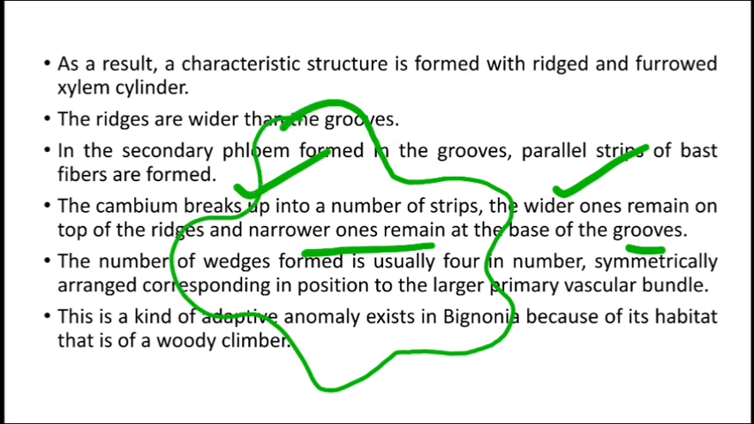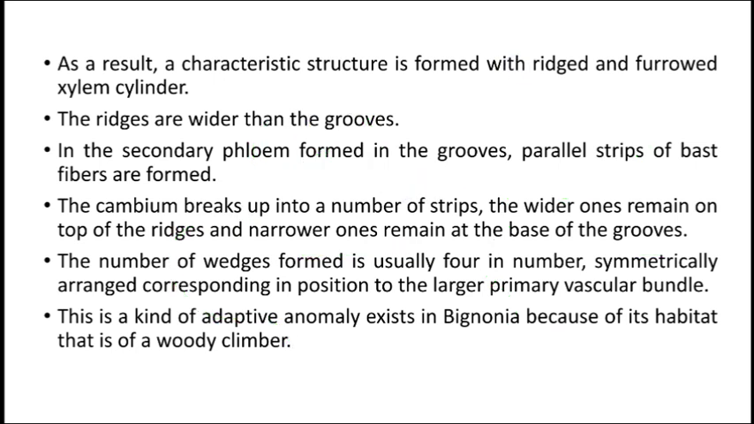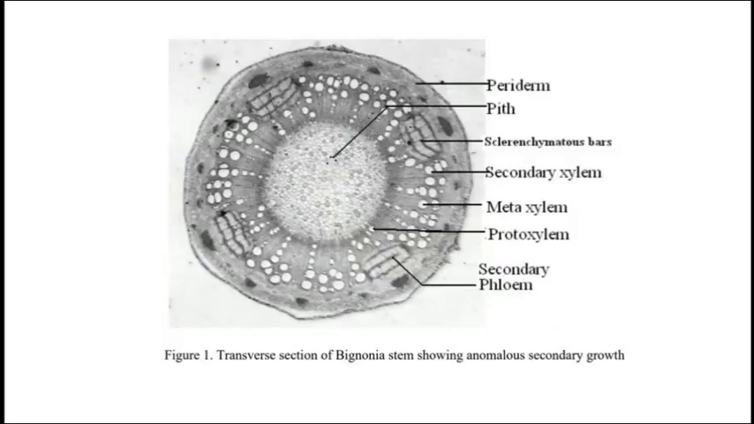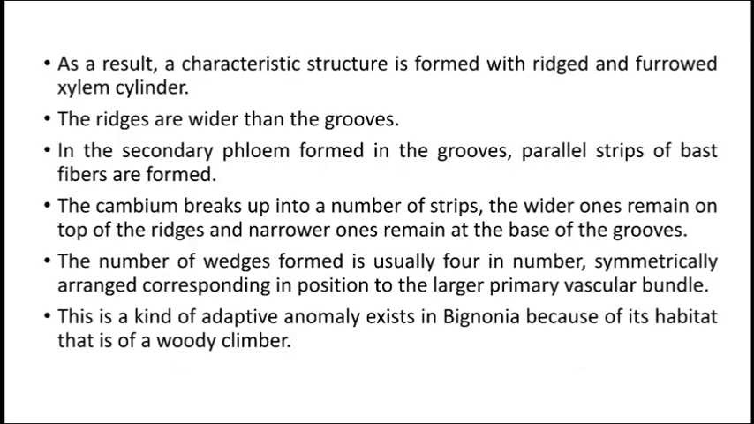Some cambium is present on the top of the ridge, and some is present in the base of the groove. The number of wedges formed is usually 4, symmetrically arranged corresponding to the position of the larger primary vascular bundle.